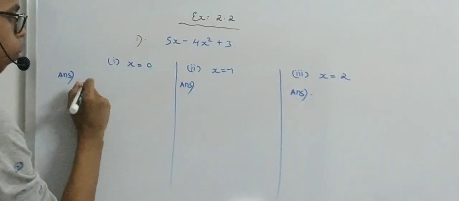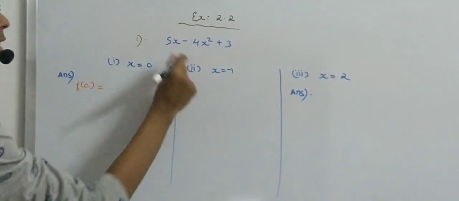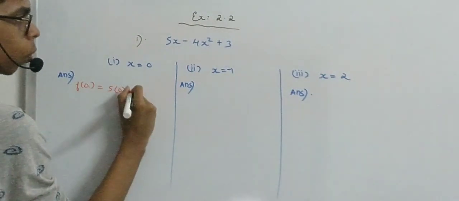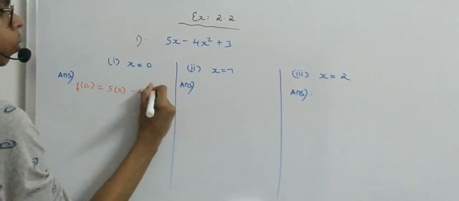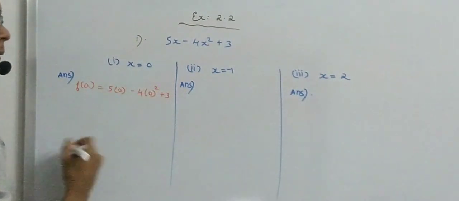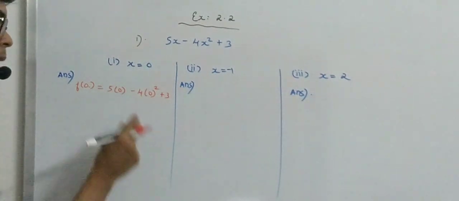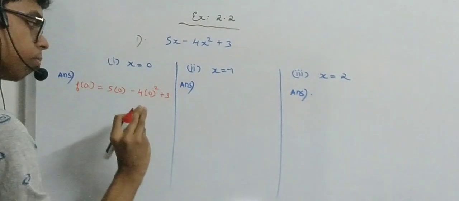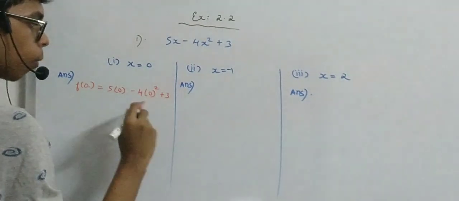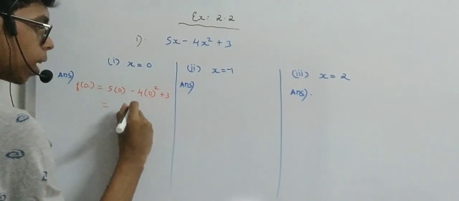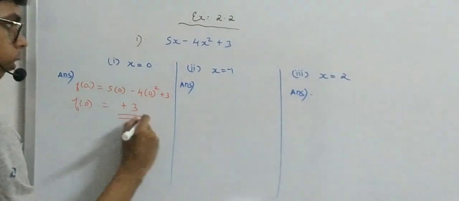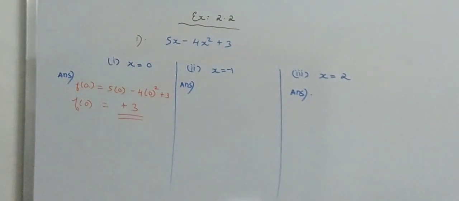So I will write f of 0 is equal to, just substitute the values of x over here. So 5 into 0 minus 4 into 0 square plus 3. We know 5 into anything is 0 itself. 4 into anything, any number into 0 is 0 itself. So what is left with you? Plus 3 is left with you. So f of 0 is equal to plus 3. Okay, so this is your answer.